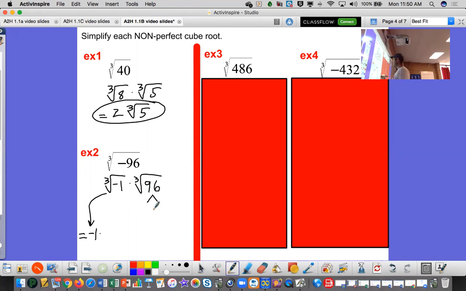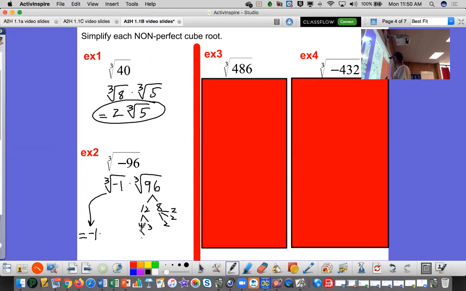For 96, let's say I don't think of a cube that goes into it, so maybe I think of 12 and 8. That's the first one that comes to my mind. And I know 8 is 2, 2, and 2 because it's 4 times 2. And I know 12 is 4 times 3.